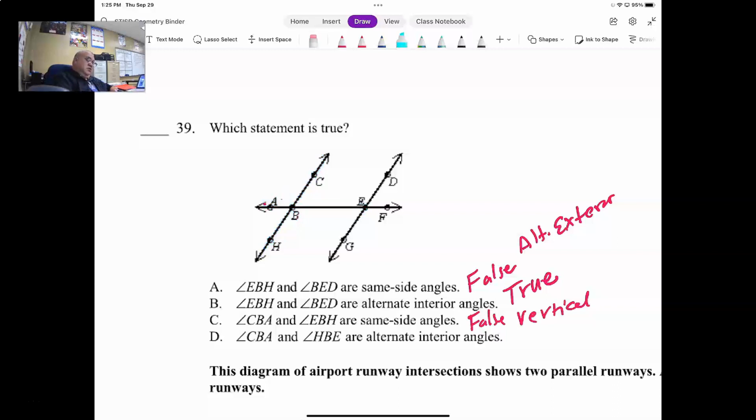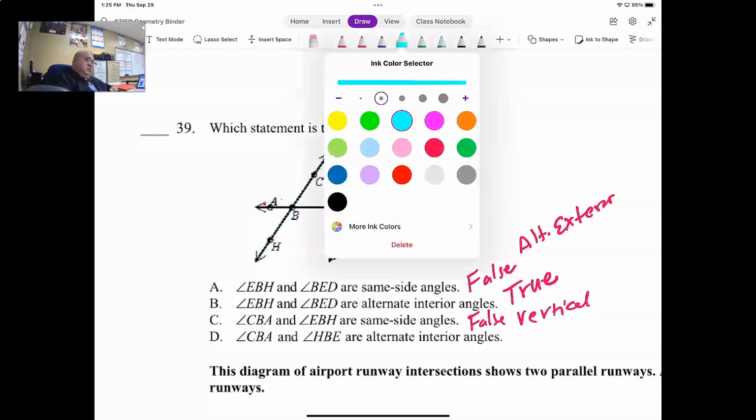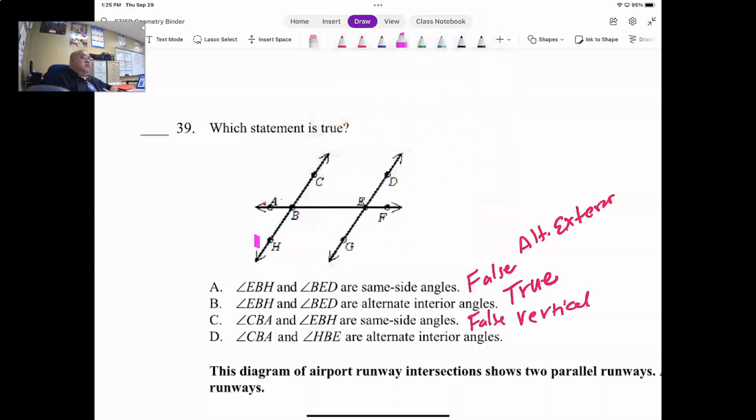Okay, so let me do another one. We have angle CBA and angle HBE. Those are alternate interior angles? No, we just finished saying that those are vertical. So that's false. So the answer is B. The answer is B.